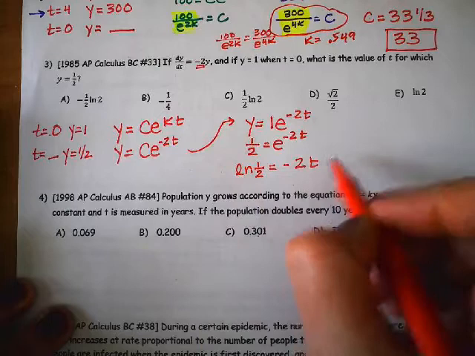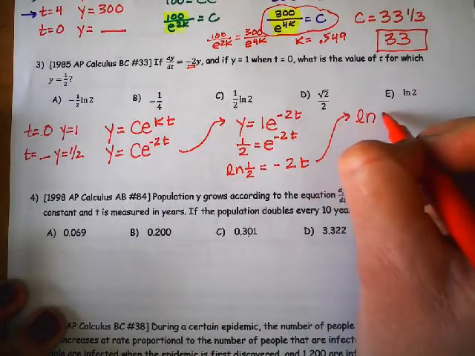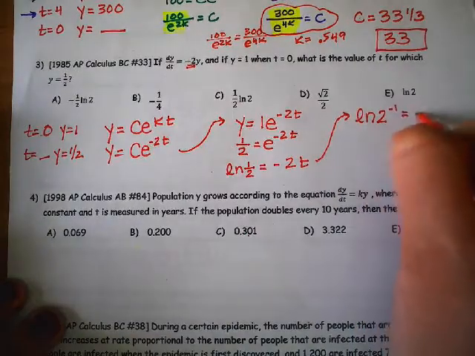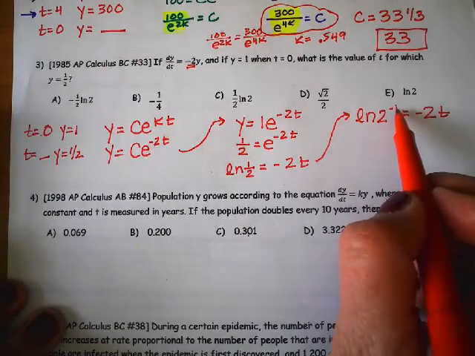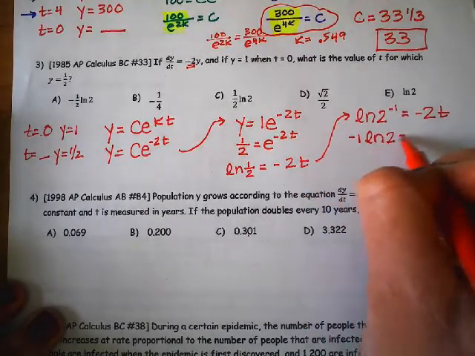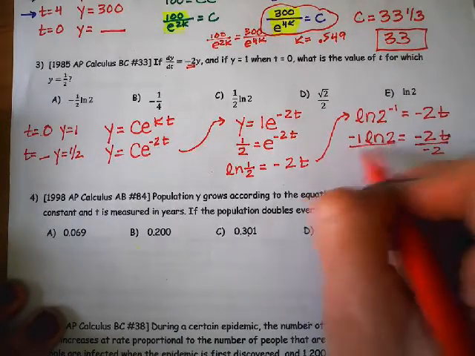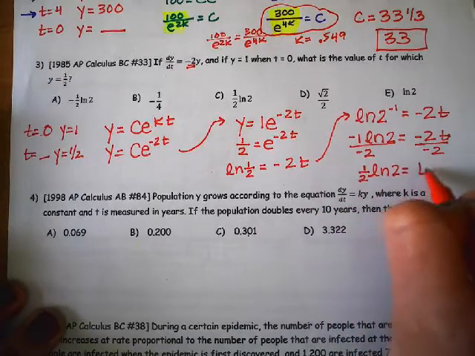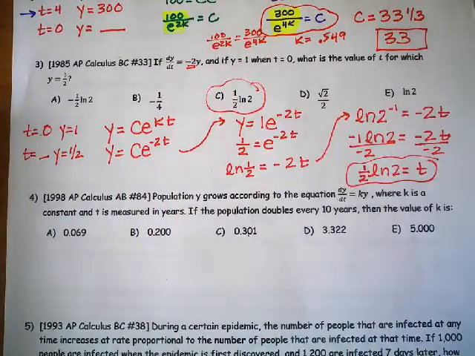Instead of saying the natural log of 1/2, I would write this as the natural log of 2 to the negative 1, same thing as 1/2, equals negative 2t. Now, if you remember your log rules, to expand a log, if there's something up top, you can bring it out to the front. So negative 1 natural log of 2 equals negative 2t. And then if I divide both sides by negative 2, I get 1/2 natural log of 2 is equal to t. Well, that right there matches up with answer choice C.